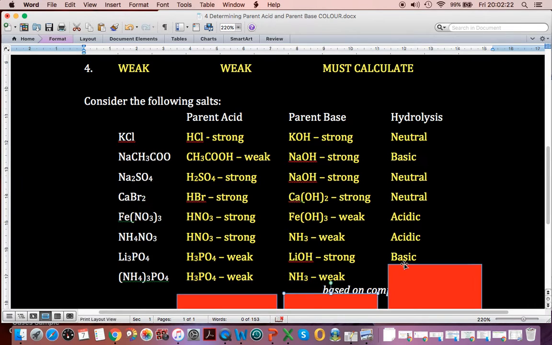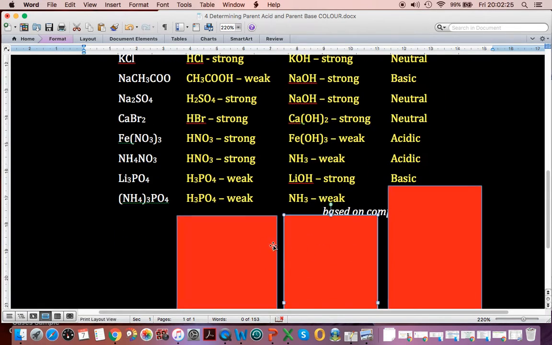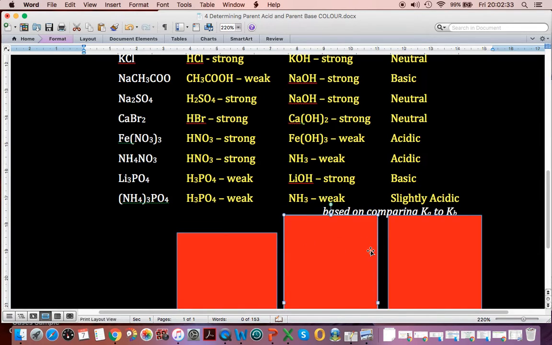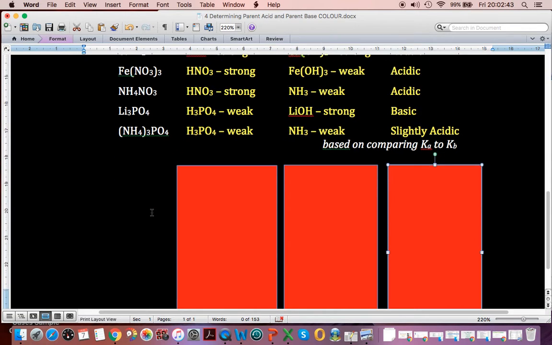They're both weak, and this is what we mean by calculations. We'd have to look at the Kas and the Kbs. And they're really close to being equal, but it's going to be slightly acidic. The ammonium slightly outpowers the phosphate when we look at those things.